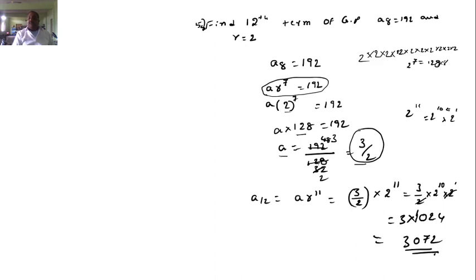We can write it. Okay. Here the 2s cancel. 2 to the power of 10 value is 1024. 1024 into 3 is equal to 3072. So this is the value of the 12th term. Okay.